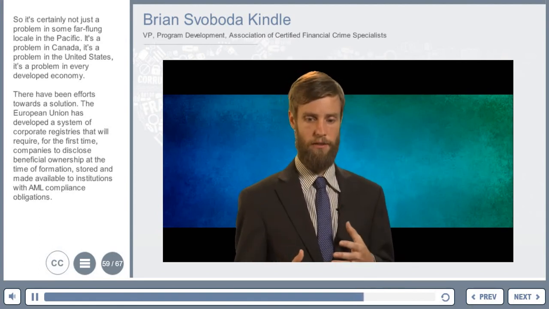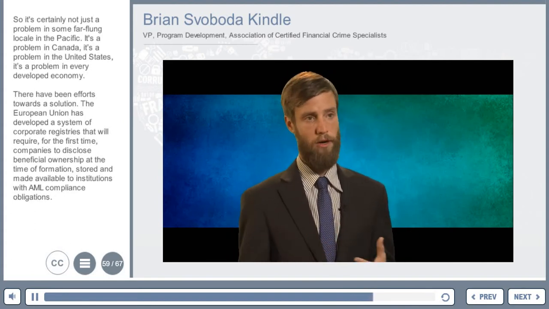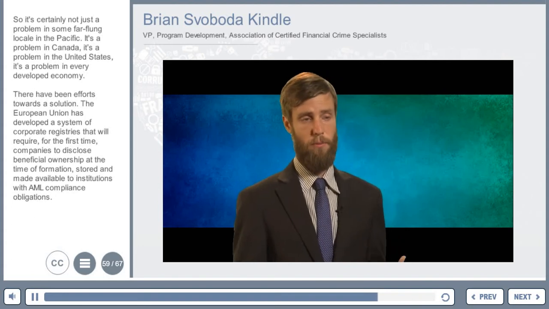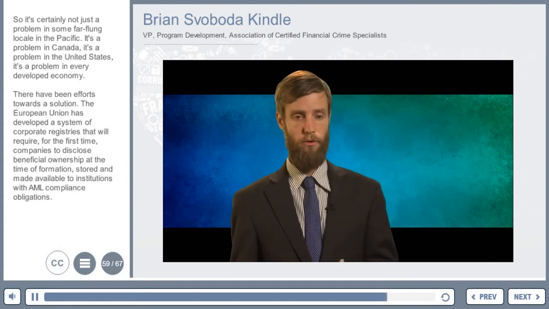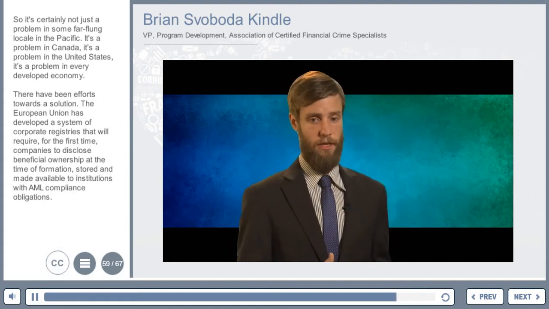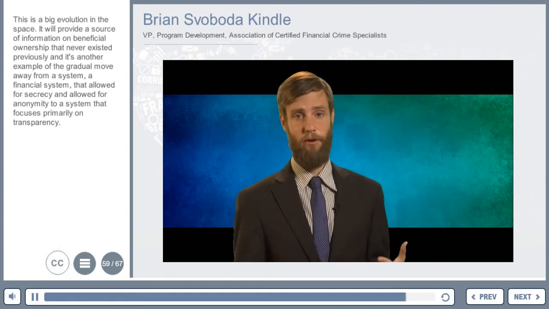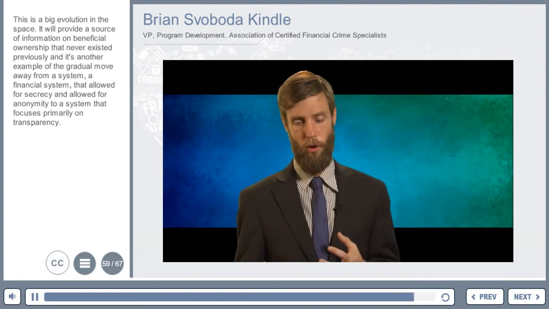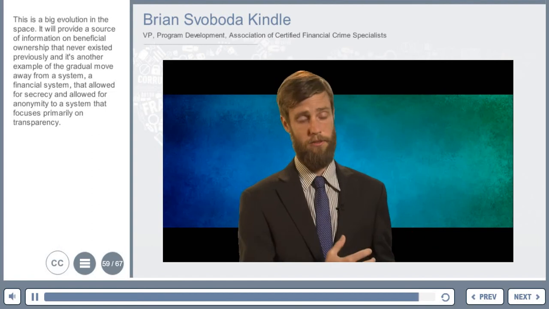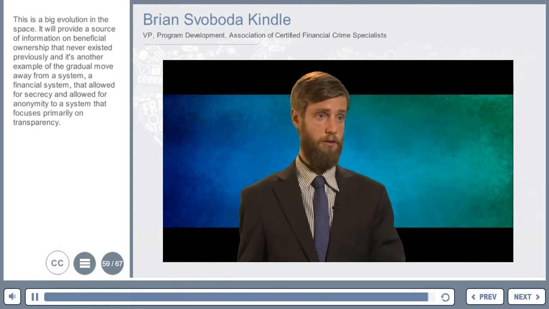The European Union has developed a system of corporate registries that will require, for the first time, companies to disclose beneficial ownership at the time of formation, stored and made available to institutions with AML compliance obligations. This is a big evolution in the space. It will provide a source of information on beneficial ownership that never existed previously. And it's another example of the gradual move away from a financial system that allowed for secrecy and allowed for anonymity to a system that focuses primarily on transparency.